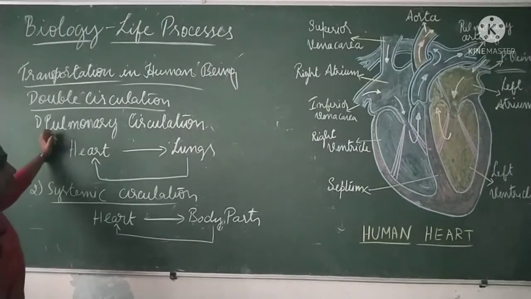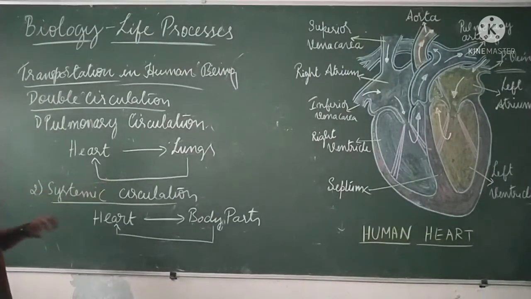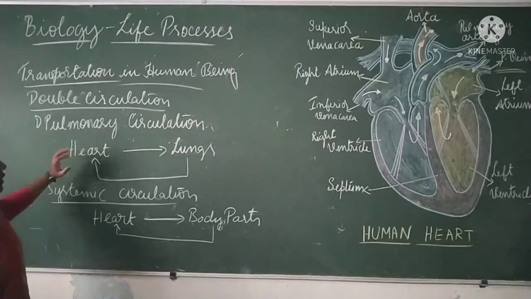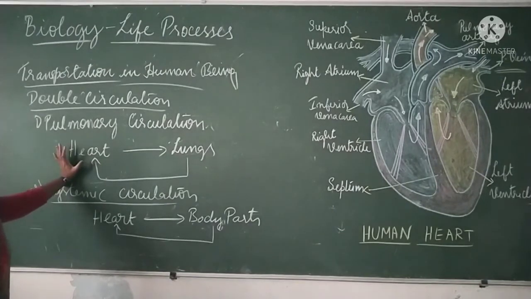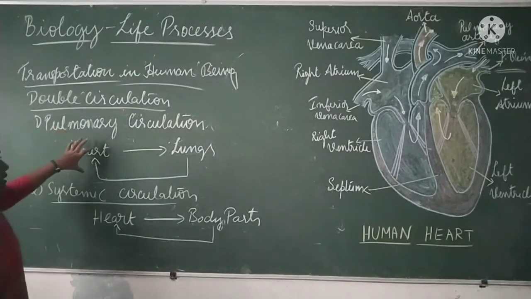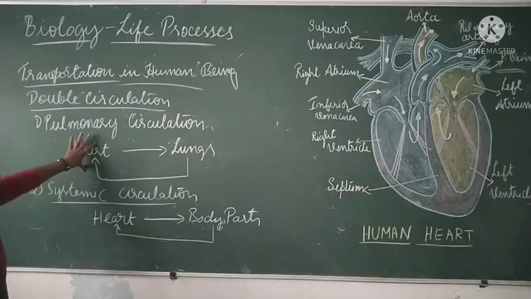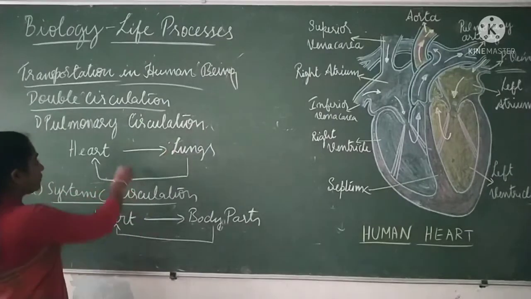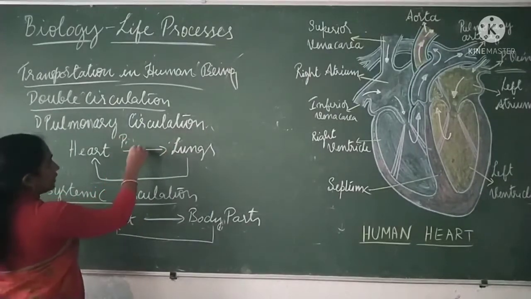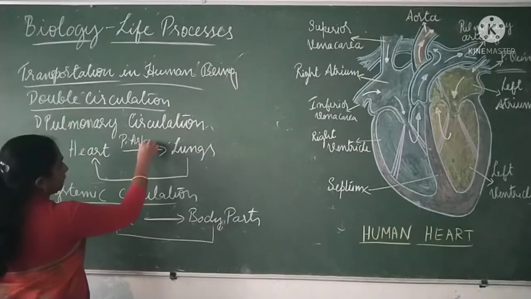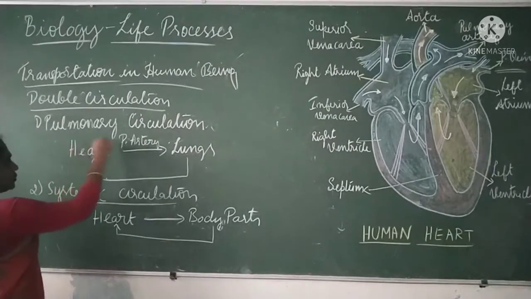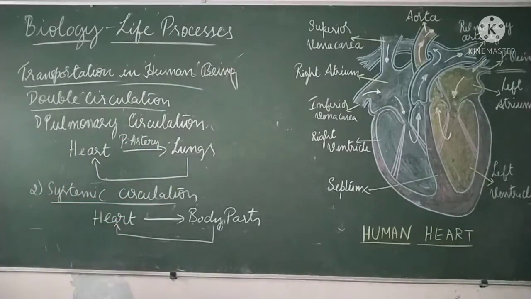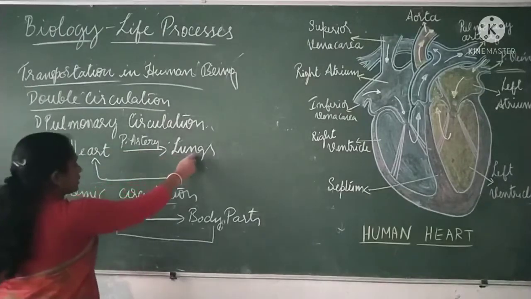Pulmonary circulation is the part of circulation wherein the heart receives the impure blood from different parts of the body. That blood which has reached the heart goes to the lungs for purification. This happens with the help of the pulmonary artery. The pulmonary artery carries the blood from the heart to the lungs for purification purpose. In the lungs it is purified.